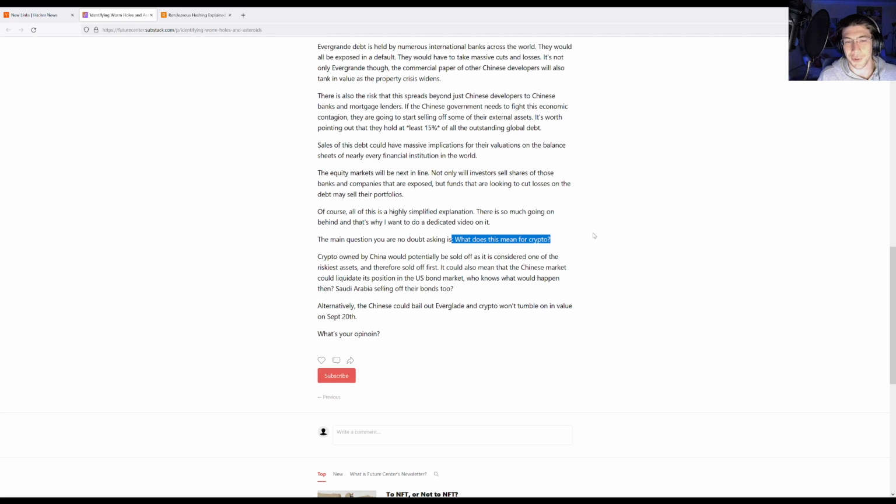What does this mean for crypto? Here you go. Crypto owned by China would potentially be sold off as it is considered one of the riskiest assets, and therefore sold off first. It could also mean that the Chinese market could liquidate its position in the US bond market. Who knows what would happen then? Saudi Arabia selling off their bonds too? Alternatively, the Chinese could bail out Evergrande and crypto won't tumble in value on September 20. What's your opinion?